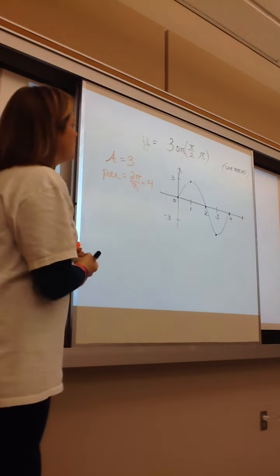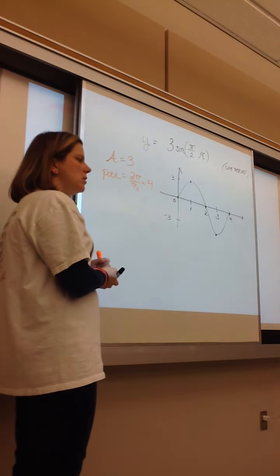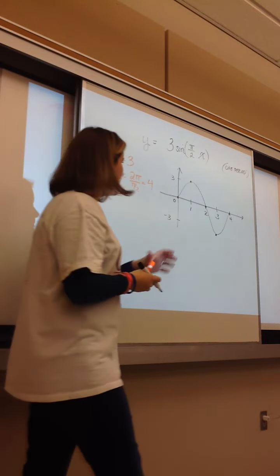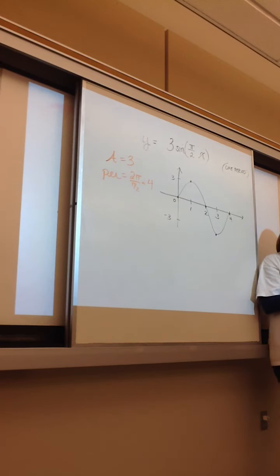What about the pi over 2? What's the pi over 2 help us with, Hannah? What's this number that's next to the x, our b value? We started off by using Desmos for this. What does the b value tell us? The b value, can someone jump in? Anyone can jump in? B value tells us what?